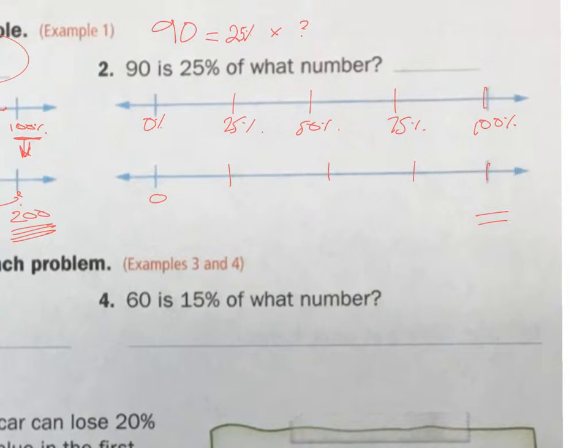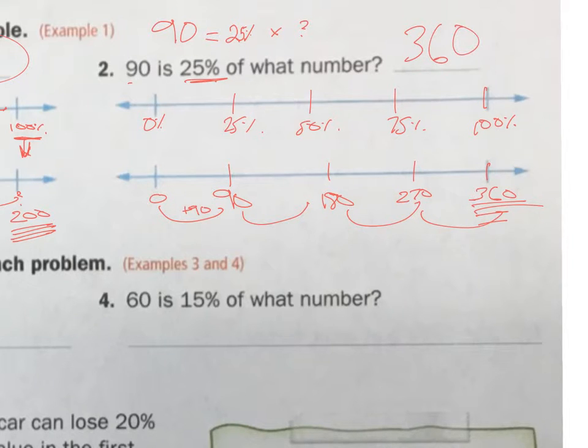Then I have to figure out what these are here, and they'll give me my total here. Okay? So it tells me that 25% is 90. So this is 90. What I did to get from here to here is plus 90. So plus 90 is 180. Plus another 90 is 270. Plus another 90 is 360. And there's my answer, 100%: 360. 90 is 25% of what number? Well, 25% of 360 equals 90. Okay.